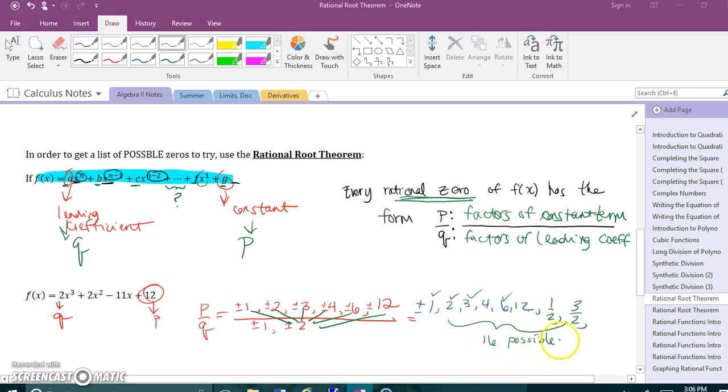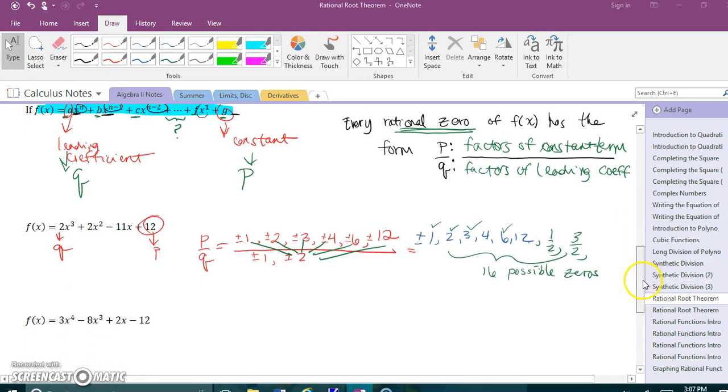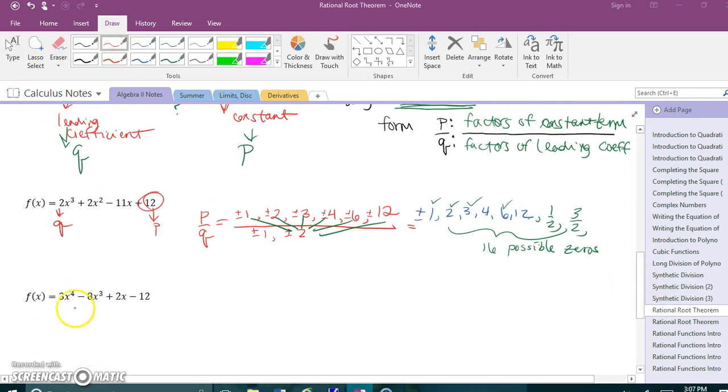And you would test those out one by one, and you're going to hope that you're lucky and you pick one that works soon so you don't have to test all 16 of them. Now let's try another one here. So here is Q, and here is P. So you're going to do P over Q. And once you get the hang of it, it goes a little bit quicker.